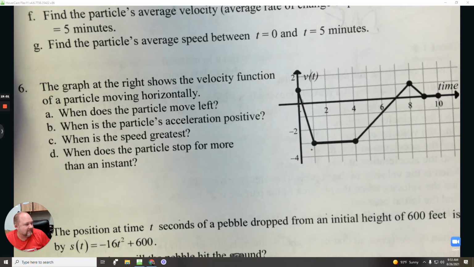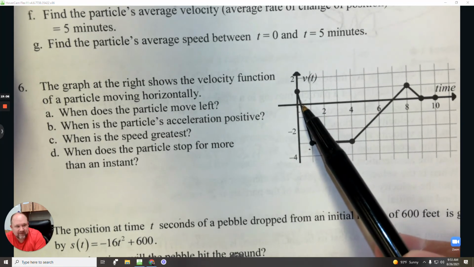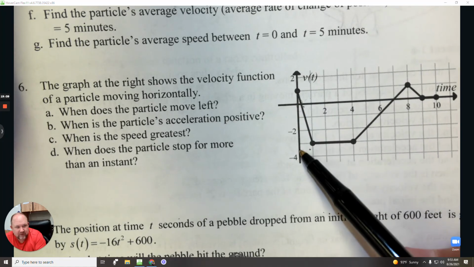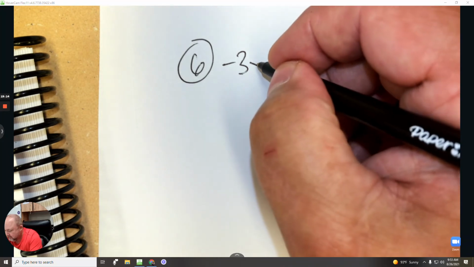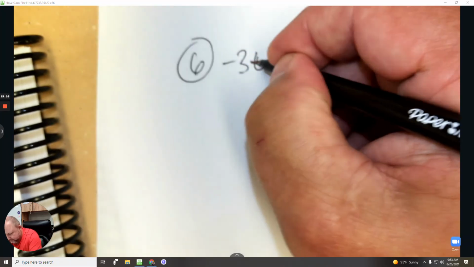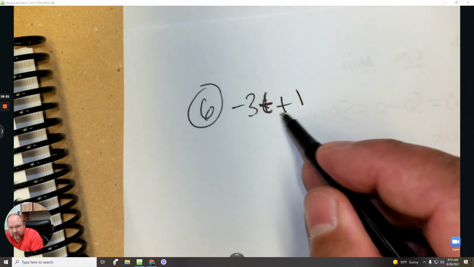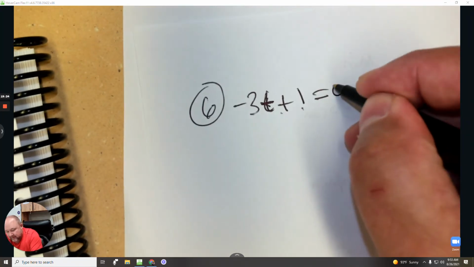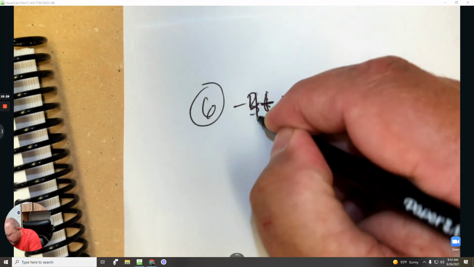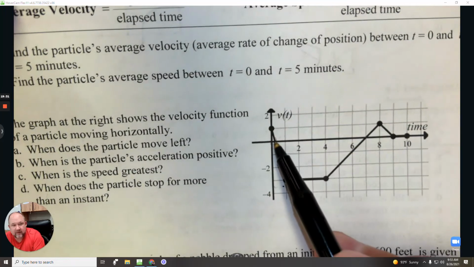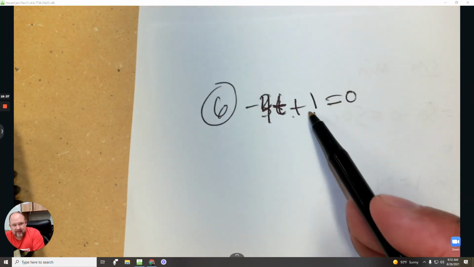To do that, we need to know what the x-intercept is there. So the slope here is down 3 and to the right 1. So I'm going to write an equation first for that. And the y-intercept is 1. So negative 3t plus 1 is the equation of that line. If I make it equal to 0, oh wait a second, it went down 4, didn't it? Let me look again. So the slope is 1, 2, 3, down 4 and to the right 1. So there's the slope and the y-intercept.